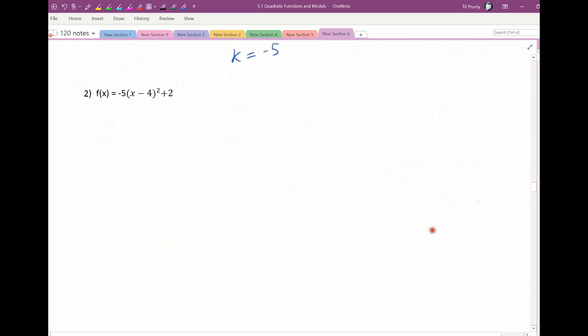Alright, second example of this. Alright, so again, I'm going to simplify first, and then we'll talk about the leading coefficient, the vertex, and all that. Alright, so we're going to simplify first. So again, kind of work off to the side if you need to. Remember what the x minus 4 squared really is.